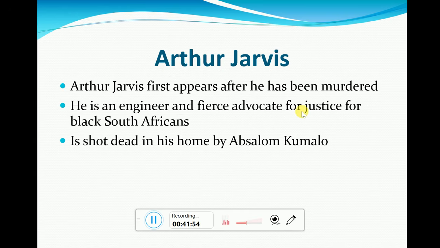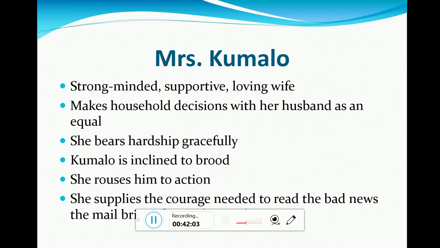I've already mentioned why we say he's an advocate for justice, and then he is shot dead, unfortunately, in his home by Absalom. And then we have Mrs. Kumalo, who we don't know much about, but she plays a very significant role. At the opening scene of the book, we get to meet her as a mother, as also a wife. She's described to be strong-minded and supportive and a loving wife, and we have evidence to support that.